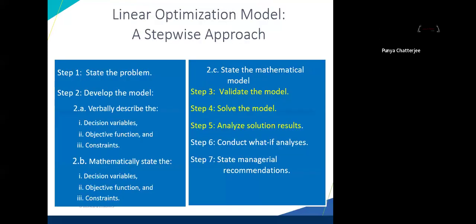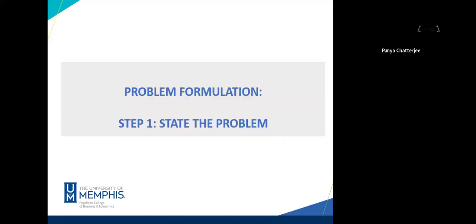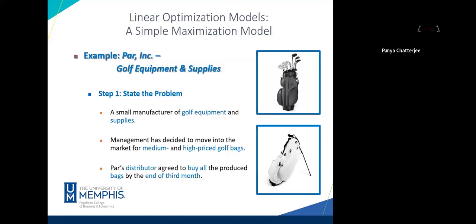All right. So we talked about solving through optimization. We first take the problem and model it, and then we go to solving it. We talked about these first two steps last time. So today we're going to talk about steps 3, 4, and 5.